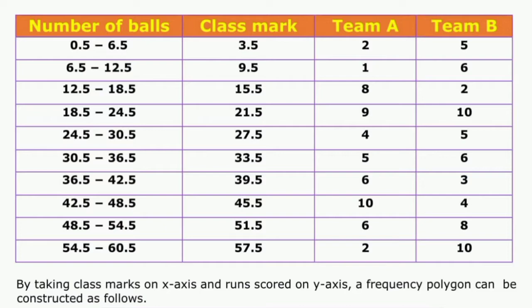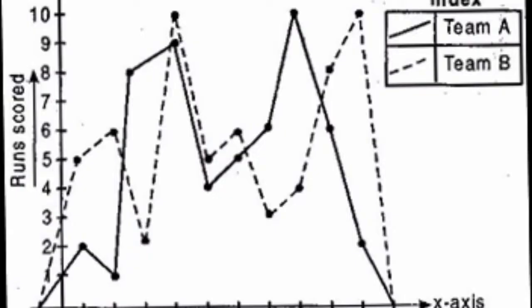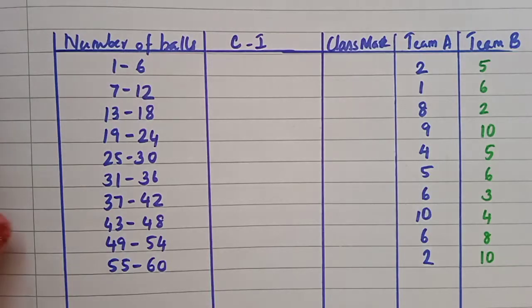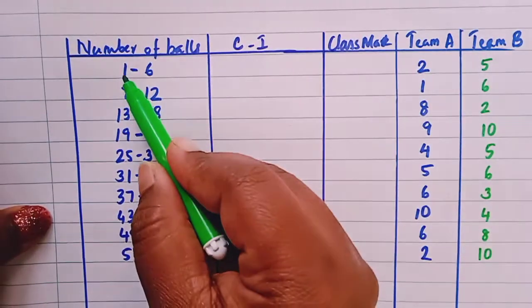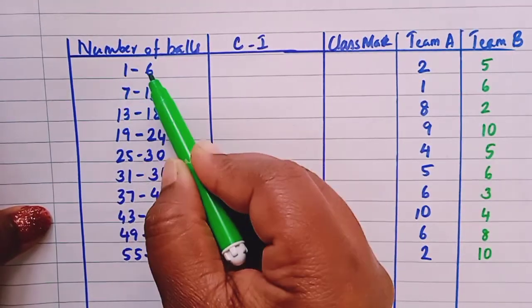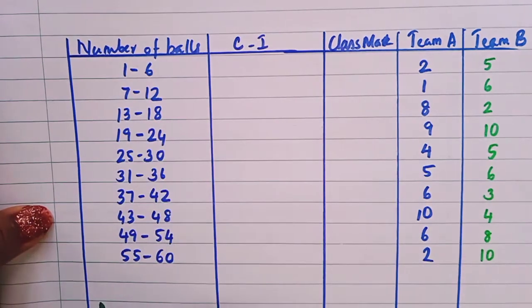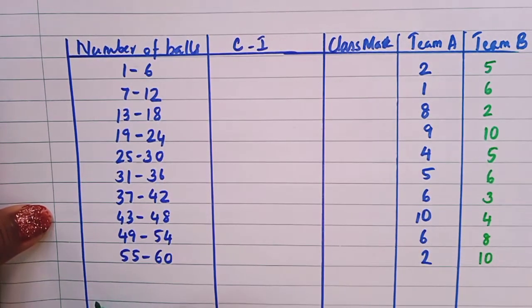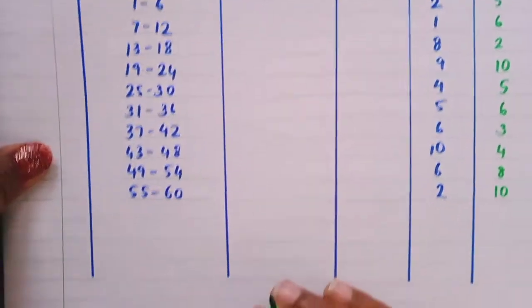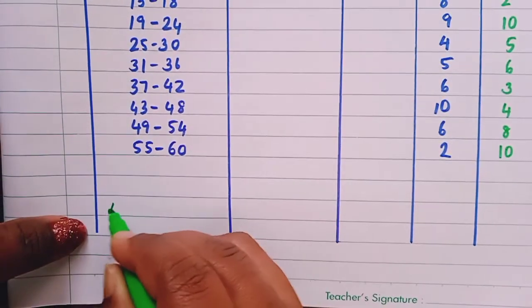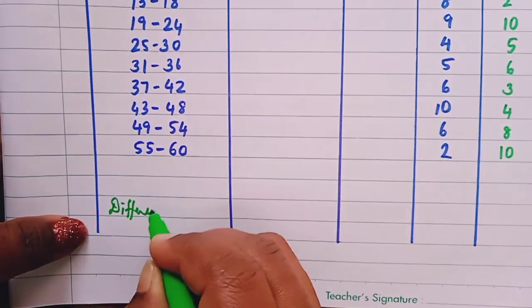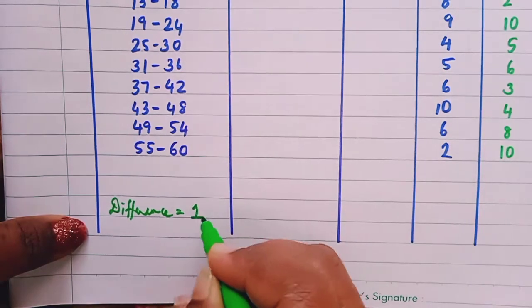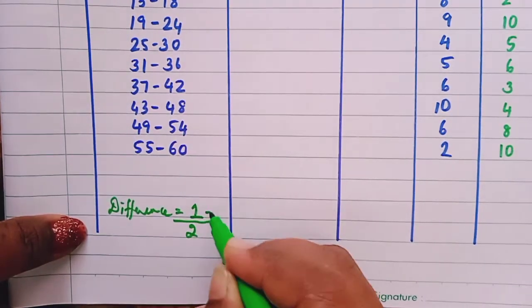Now let's get into the video. The question is from the NCERT textbook. It is related to runs scored by two teams, A and B, on the first 60 balls in a cricket match as given below. When you observe here, the class intervals are not the same. The difference between the class intervals is different.